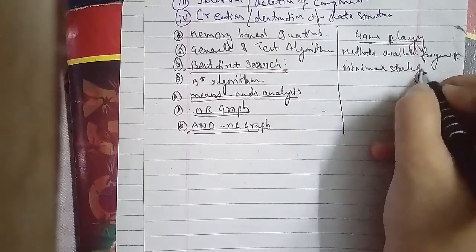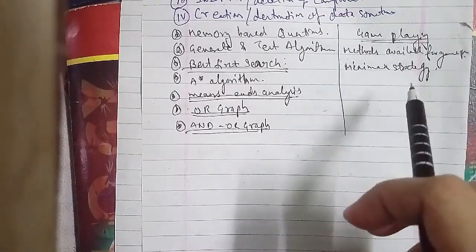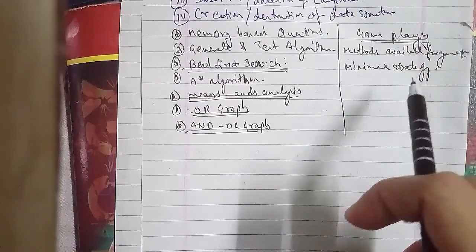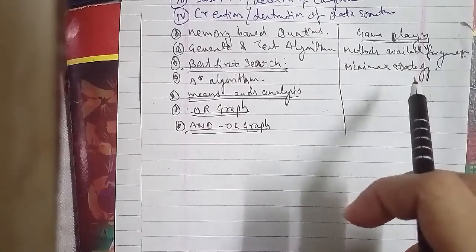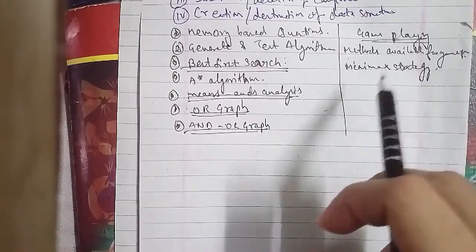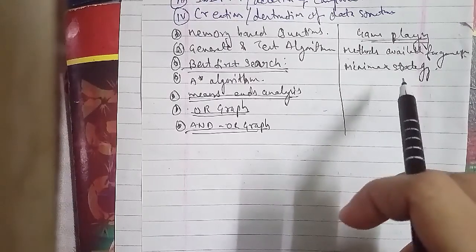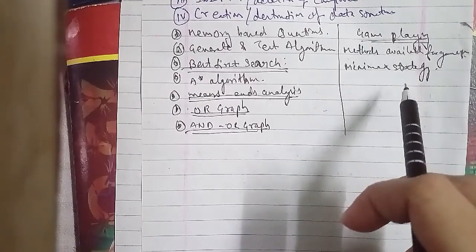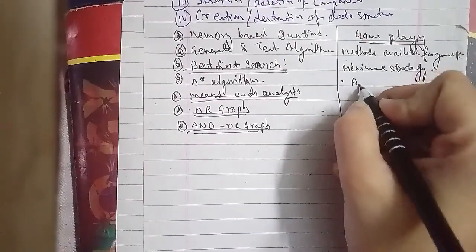The second is alpha beta cutoff or pruning. The basic idea of alpha beta cutoff is that it is possible to compute the correct minimax decision without looking at every node in the search tree, and this is called pruning as well.